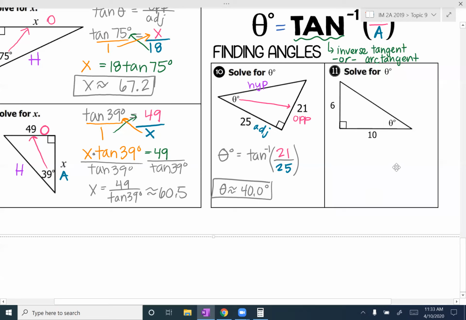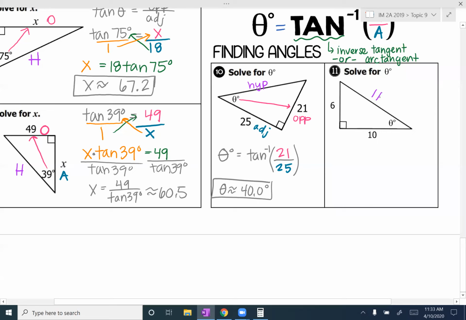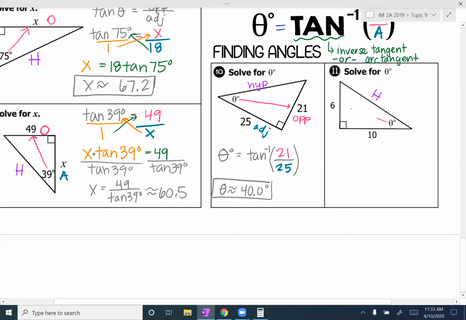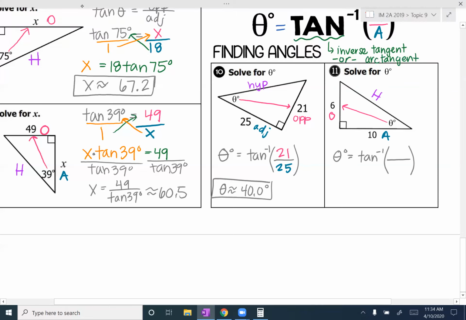Okay, so let's try that one more time before we're done. So I want to label the hypotenuse, which is across from the right angle. Then I want to take the angle that's labeled and identify the side opposite that, so that the other side is the side adjacent. So 10 is adjacent, 6 is opposite. So if I want to solve for theta, I'm going to say that theta degrees is equal to the inverse tangent of the ratio of O over A. So the ratio of 6 over 10.